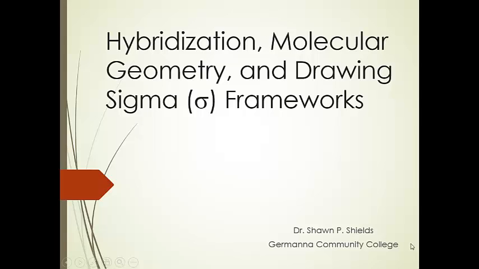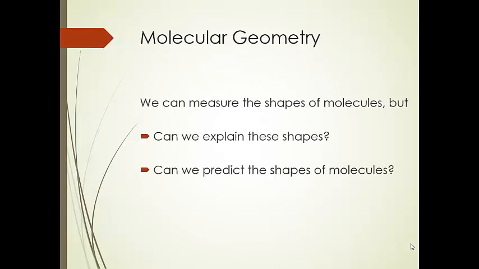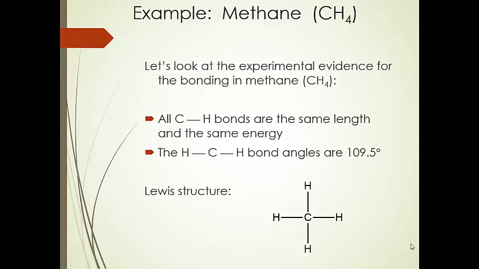Okay, hybridization, molecular geometry, and drawing sigma frameworks. Now, first, molecular geometry. So we can measure the shapes of molecules, but can we explain these shapes in terms of bonding? And can we predict the shapes of molecules also in terms of bonding?